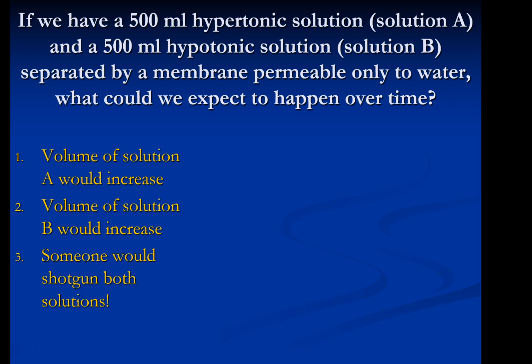So it says, if we have a 500 milliliter hypertonic solution, all right, we don't really care about the size. We just need to know that that solution is called A, and we have another one, 500 milliliters, B, so they're the same size. One's hypertonic, one's hypotonic. So what do hyper and hypo mean? Hyper's high, hypo's low. So the first one is hypertonic, meaning there's lots of solutes. The second one is low, not as many solutes. Okay? Separated by a membrane permeable only to water. What would we expect to see happen over time? So think about it for a second, and then I'm going to ask you what you think.